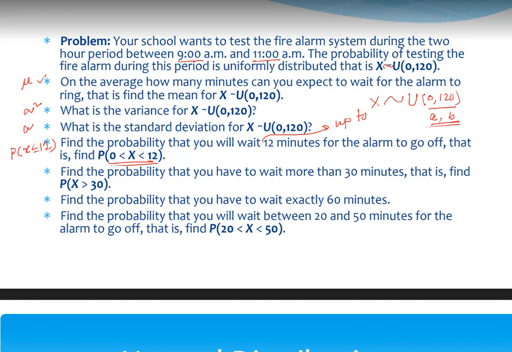And then find the probability that you have to wait more than 30 minutes. That is, find the probability that X is greater than 30. Note, this is the same as saying the probability of X is greater than or equal to 30, because the probability of a single point is 0. Find the probability that you have to wait exactly 60 minutes for the alarm to ring. Now, does anybody know what that value is going to be?